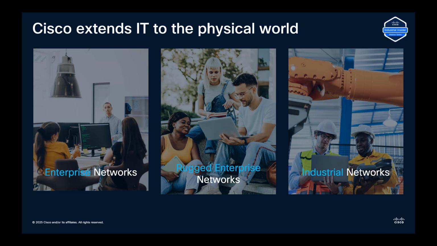And on the extreme right are industrial networks. These are the networks that exist in industrial settings. For example, in manufacturing floors, in utility substations, in cabinets along roadways, in oil and gas fields, in mining operations. So these are totally different networks, but they obviously require the same kind of resiliency, even more, I would say. They require the same kind of robustness as you see in the enterprise networks.